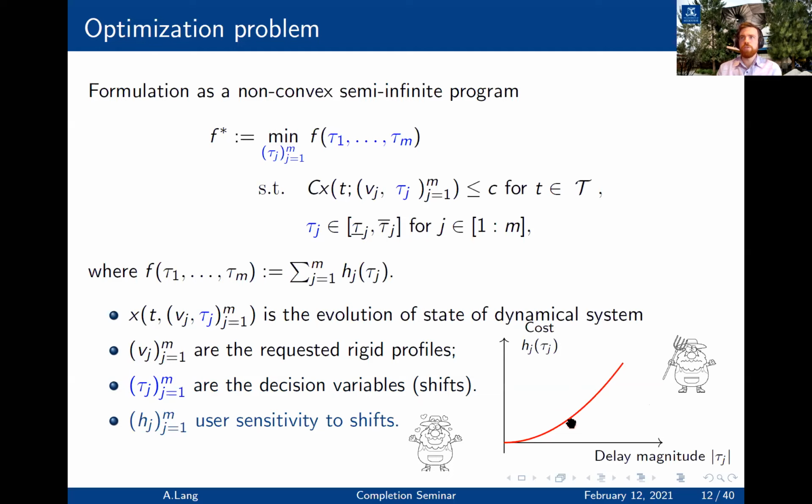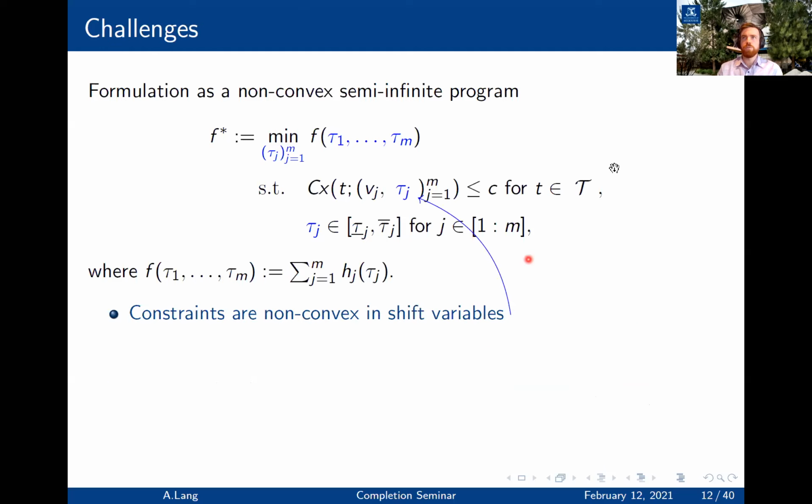So there are two main challenges with this optimization problem. The first is that the constraints are highly non-convex in these shift intervals. So even though the dynamics are linear in the inputs and the constraints are linear in the state, the dynamics are very non-linear in our decision variables. There's actually a shift on these inputs. And this non-convexity makes it hard to distinguish between global and local solutions.